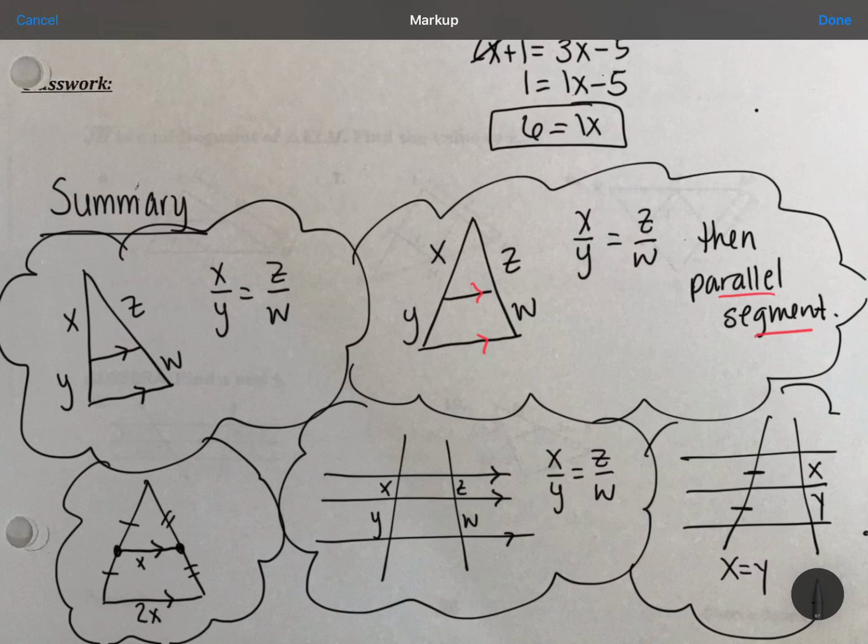So copy that, study it, make a note card for it. Fantastic little rules that you can use as long as you have parallel lines. If you don't have any parallel lines, then these do not apply.